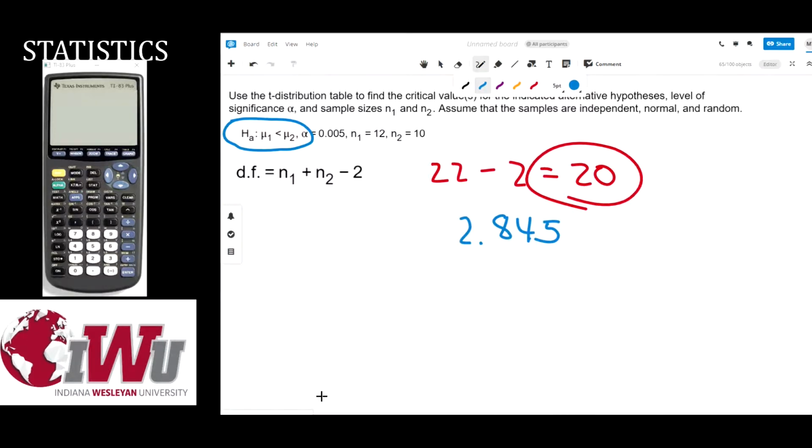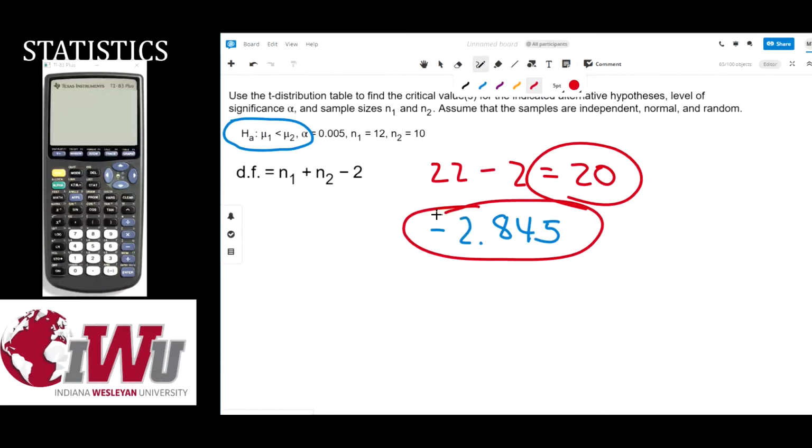But now remember, these distributions are symmetrical, and we're dealing with the left tail. And so it's not going to be positive 2.845. It's going to be negative because we're dealing with the left tail. So that there is going to be our value. All right, so that's the critical value.